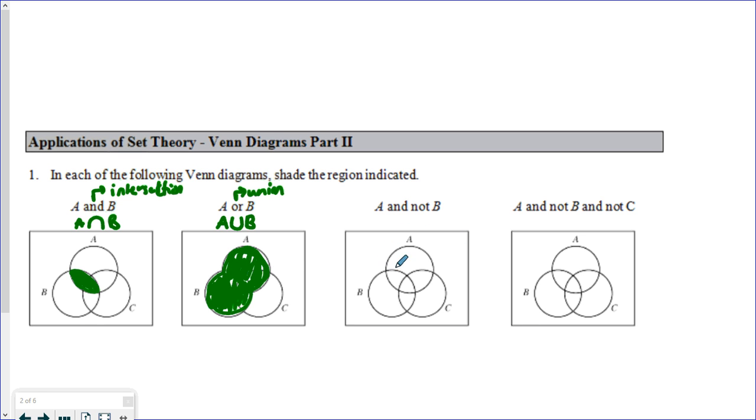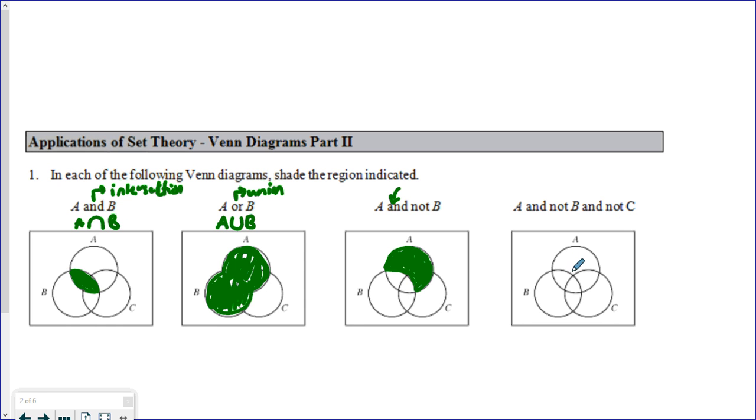A and not B. So that's things that are in A but not in B. So if this circle here is representing B, we know it can't be anything there, and it needs to be things within A. So A and not B would be this part, because again, those are things that are in A that are not in B.